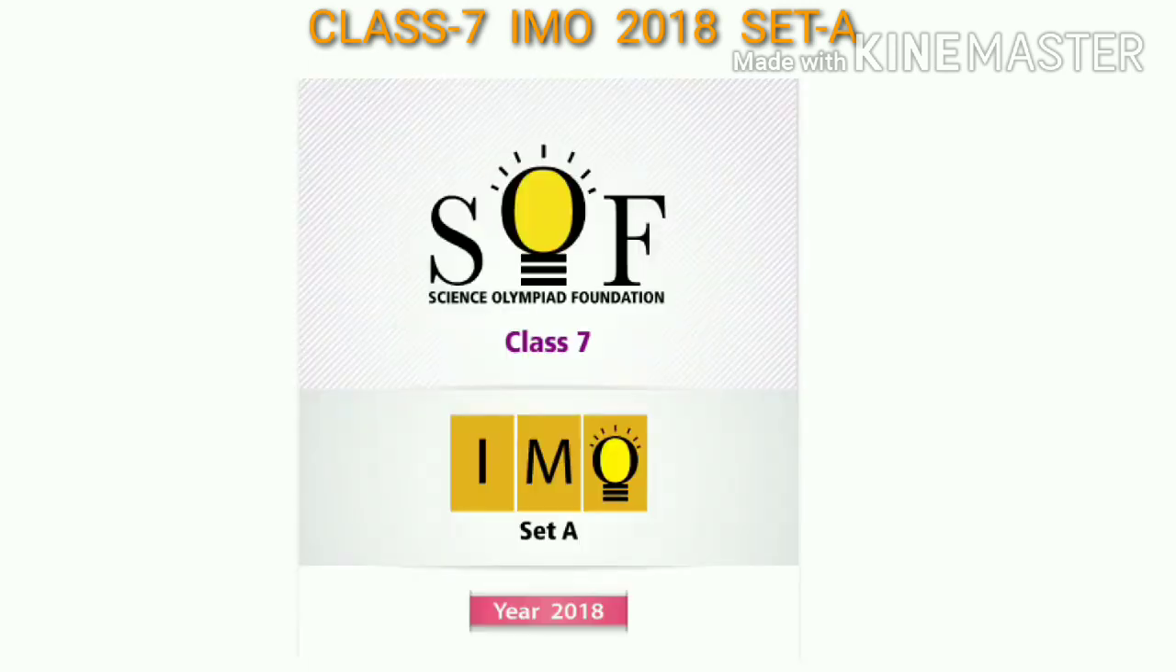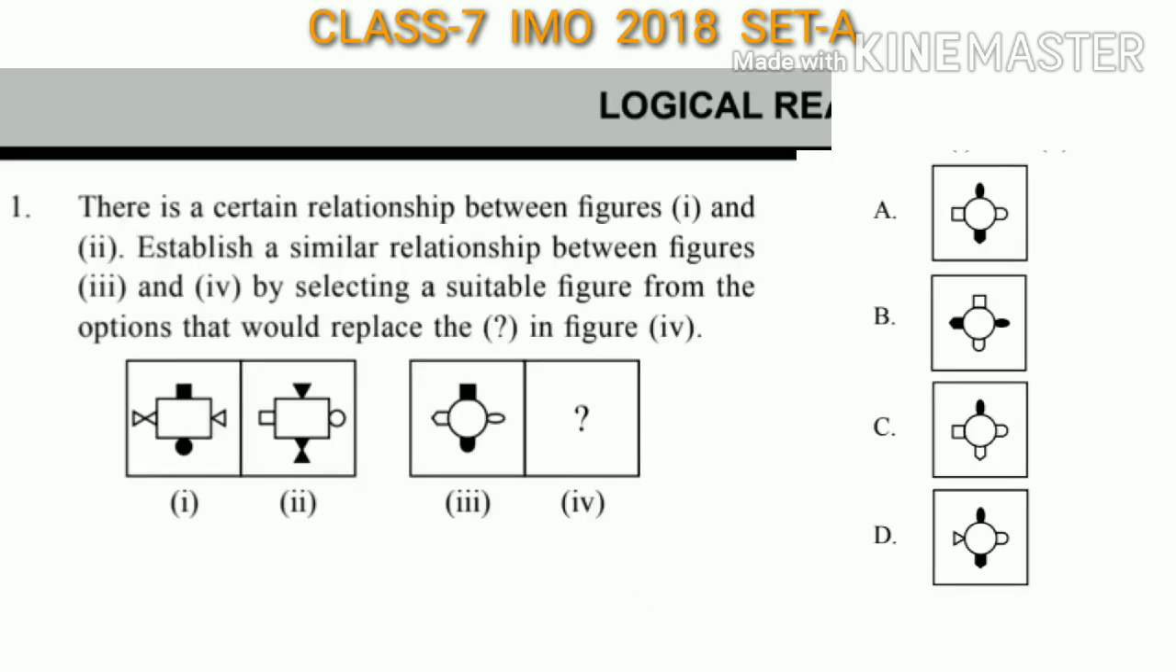Hello everyone. Today we are going to solve 2018 IMO paper set A for class 7. So let's get started. Let's start with the logical reasoning.